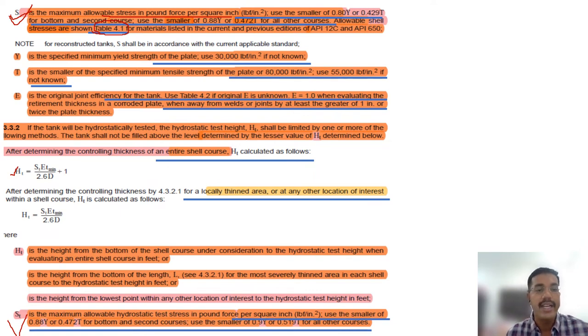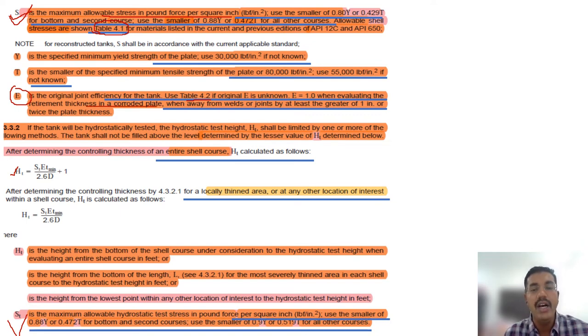Now the second part, E. As I told you, the two things we were missing in the question are S and E, and once we find these two things, the question is solved. There is nothing more; it is very easy calculation, and it is an open book. E is the original joint efficiency of the tank, used from Table 4.2. I will tell you how to find it. But there is one more thing: if the original E is unknown, E is 1 when evaluating the required thickness in a corroded plate.